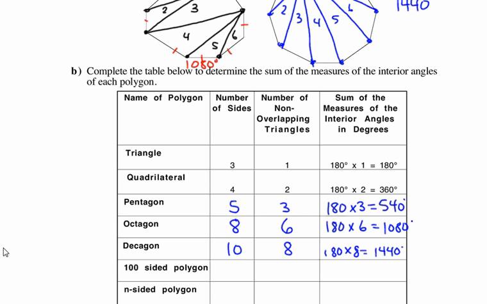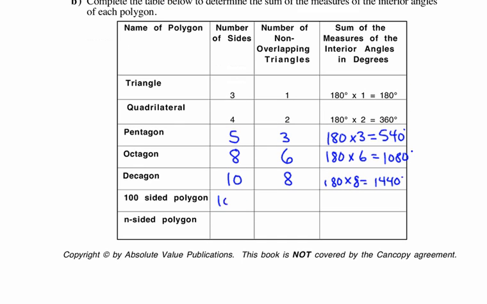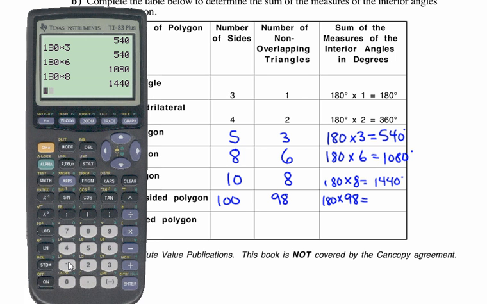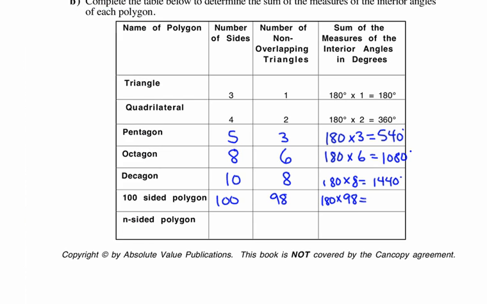So if we had 100 sides, how many triangles could we make? It'd be 98. So our total degrees would be 180 times 98. Now that's going to be a large number. So 180 times 98 different triangles, 17,640 degrees.